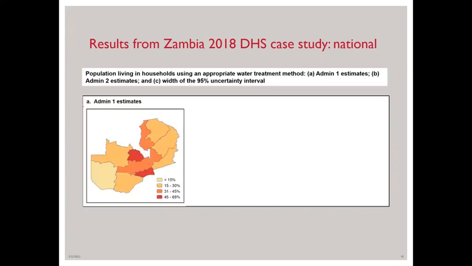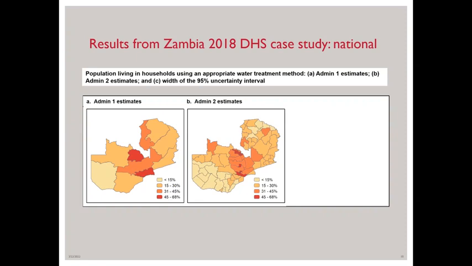So Panel A presents the Admin 1 estimates produced from the DHS. So here we see a range of estimates. We have 2 provinces in that dark red color representing the highest percentage of population using an appropriate water treatment method. And then we have 1 province in the west in that lightest color representing the lowest percentage of the population using an appropriate water treatment method. Panel B presents the modeled Admin 2 estimates. So even on first glance, you can see that there's a lot more variation that's apparent in Panel B than when you just look at the Admin 1 estimates alone.